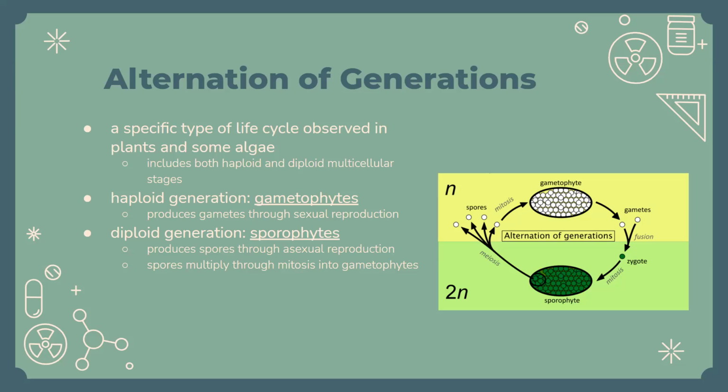So let's say you start with the gametophytes, and then through sexual reproduction, you have two gametes that fuse together and form a zygote. And following mitosis, the zygote will produce a bunch of sporophytes, which then through meiosis produce different spores. So the whole cycle just repeats itself. That's basically the alternation of generations.